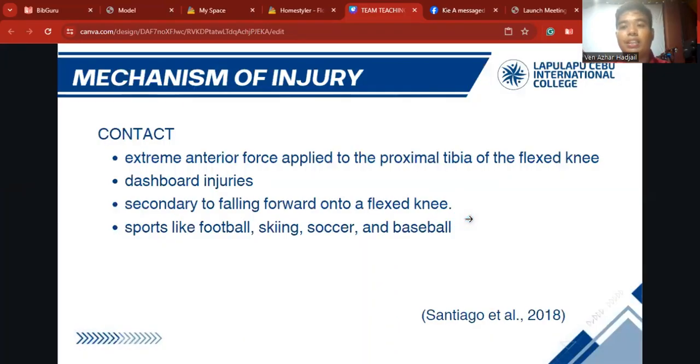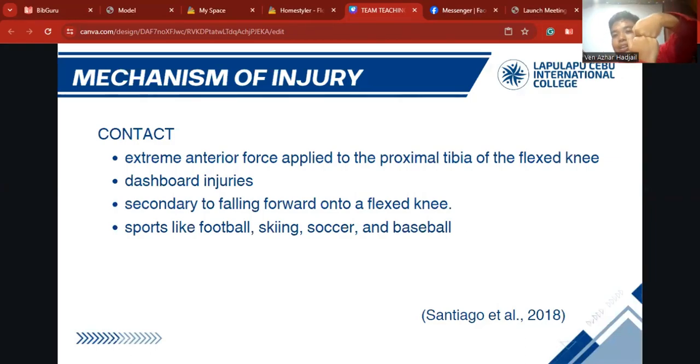So we have two types of mechanism of injury. First, we have the contact, which is the one that will touch the body, and the other is the non-contact. Under contact, we have the extreme anterior force applied to the posterior tibia. For example, this is your tibia, this is your femur, and this is your tibia. This is the anterior side, and this is the posterior side.